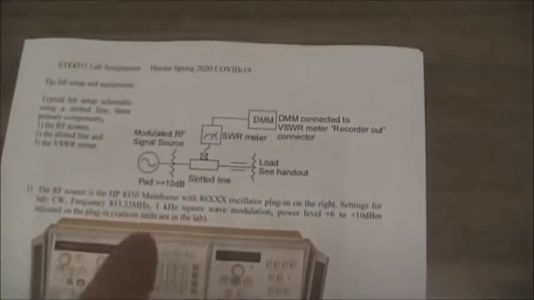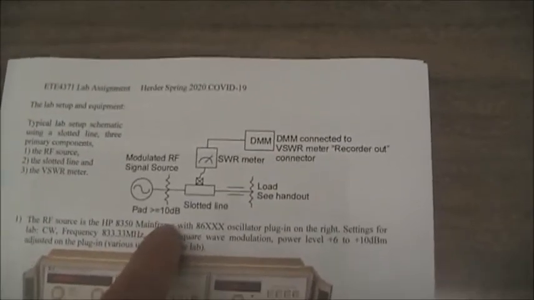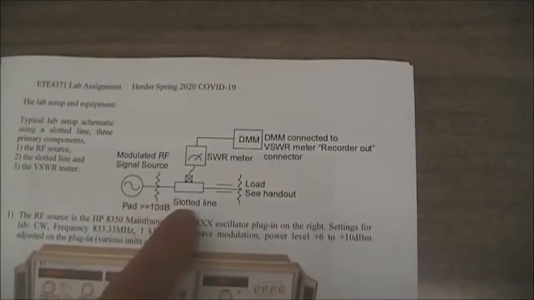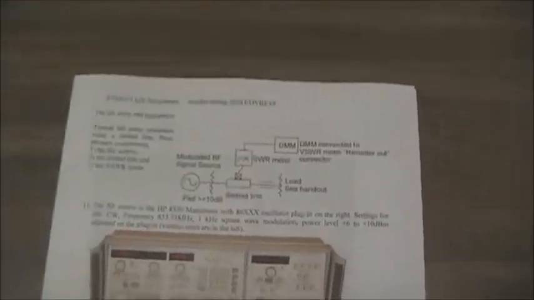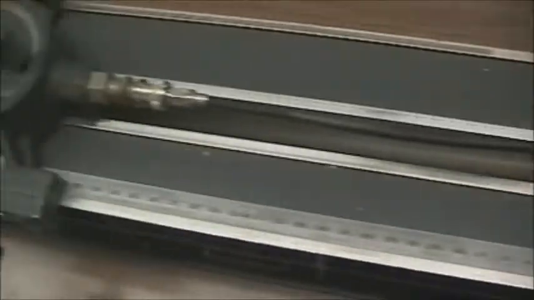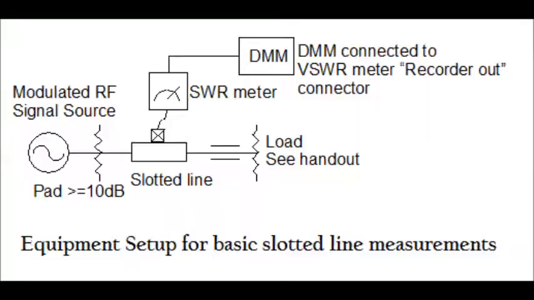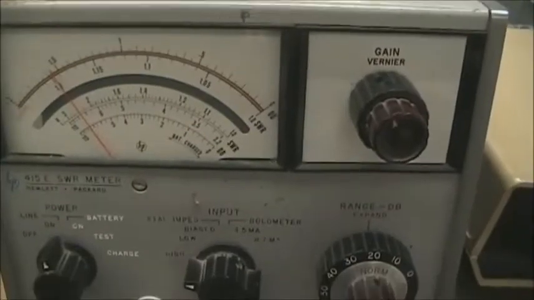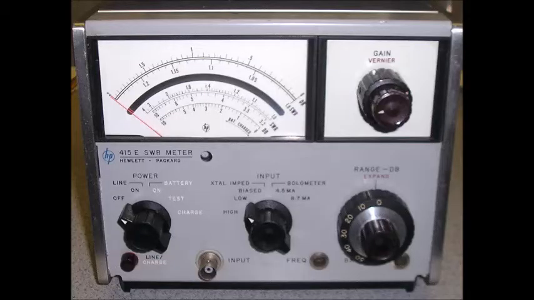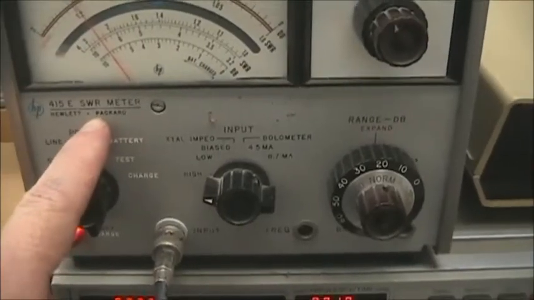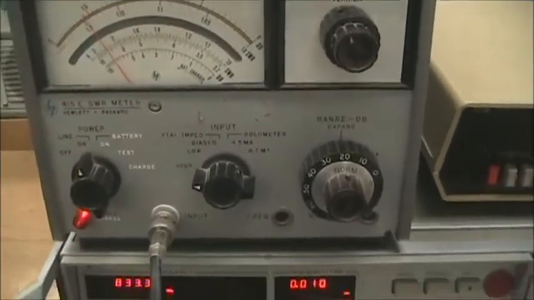But there are 3 main components in the setup: the source, the slotted line, and the VSWR meter. So we talked about the slotted line. I've hooked up a coaxial unit up to the slotted line instrument, or the SWR meter. SWR, VSWR is the same thing in this case.